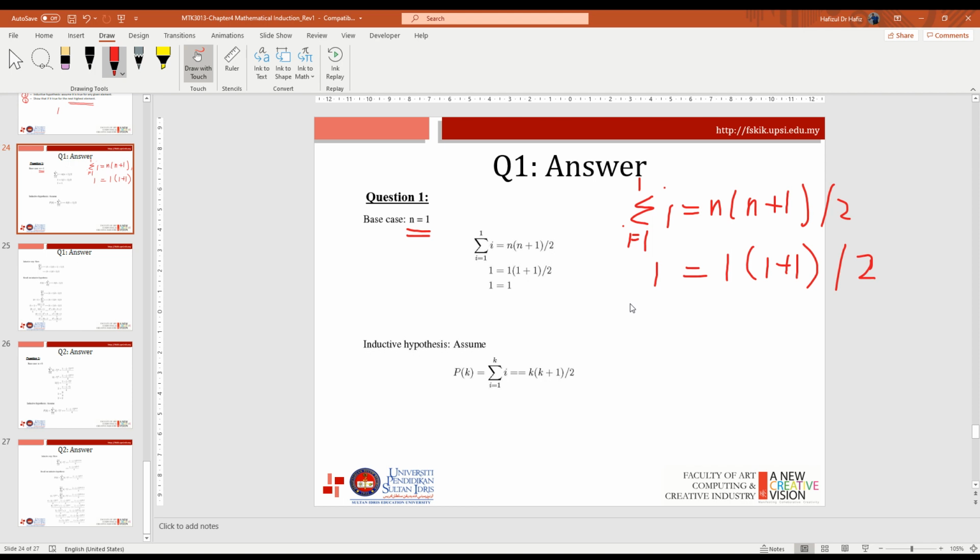Yeah, we just replace the value. Because for the base case, we replace its value with 1. We want to prove it, prove the value of i. Then for the inductive hypothesis number 2, we replace the PK. K we replace with K, this K is for the value of i. The sum of i equal to 1 is equal to K(K+1) divided by 2.